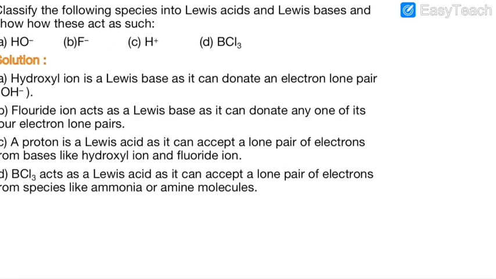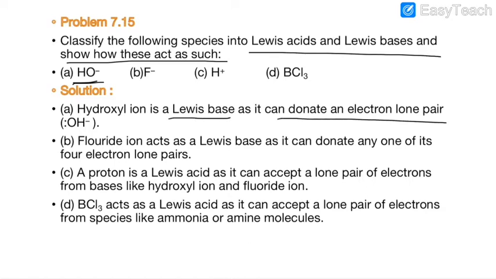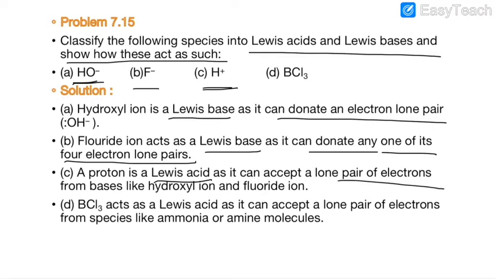Now we will solve a question based on Lewis acid-base theory. Classify the following species into Lewis acids and Lewis bases and show how these act as such. Number 1, OH minus. OH minus will act as a Lewis base because it can donate an electron pair. F minus will also act as a Lewis base as it can donate any one of its 4 electron pairs. H plus, that is a proton, will act as a Lewis acid as it can accept a lone pair of electrons from bases like hydroxyl ion or fluoride ions.